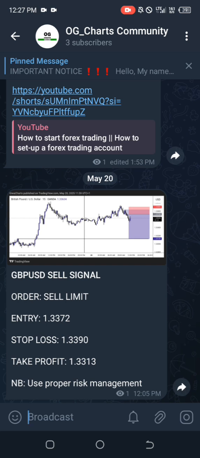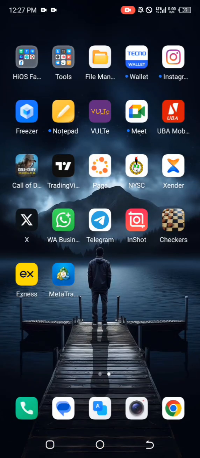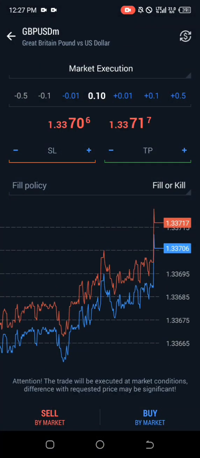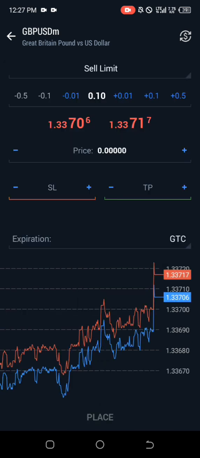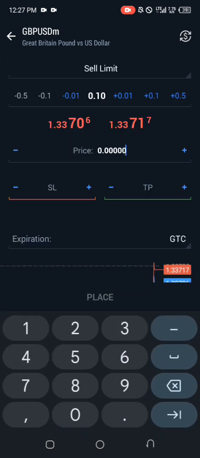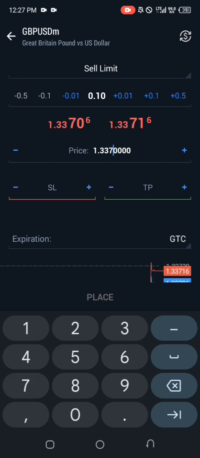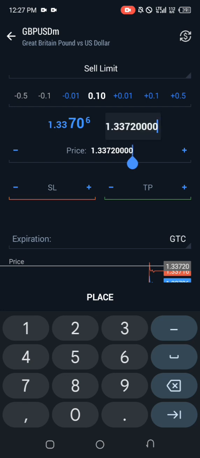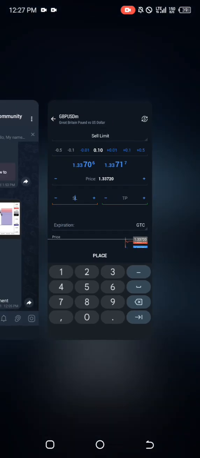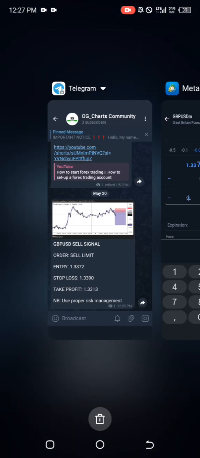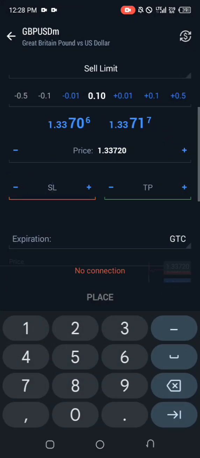Now let's go back to place this trade. I dropped this signal this morning, so let's go back to our MT5 to place the trade. It is a sell limit. Click sell limit, then the entry price is 1.3372. So this is our entry price. Now let's input our stop loss. Let's minimize and check the signal. Our stop loss is 1.3390.